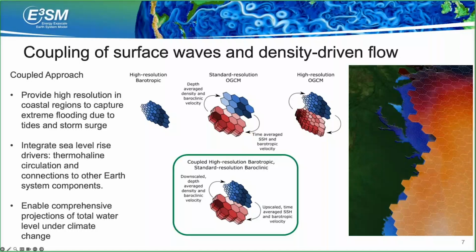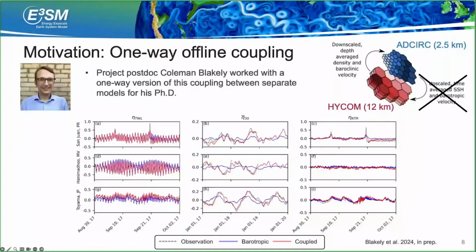The motivation for this is that the postdoc on this project, Coleman Blakely, worked on a one-way version of this coupling for his PhD. In this case, they took the Navy's HYCOM model, which is about 12 kilometers, and it's a baroclinic model. And they depth averaged the baroclinic forcing from that model, and they fed it into the ADCIRC barotropic two-dimensional model that has much higher horizontal resolution in coastal areas.